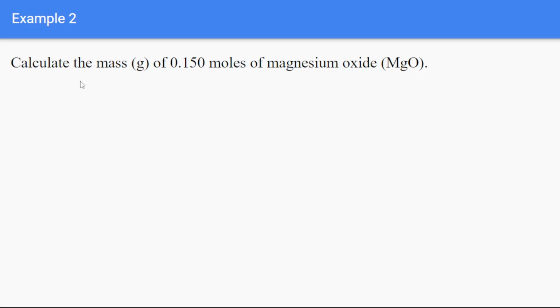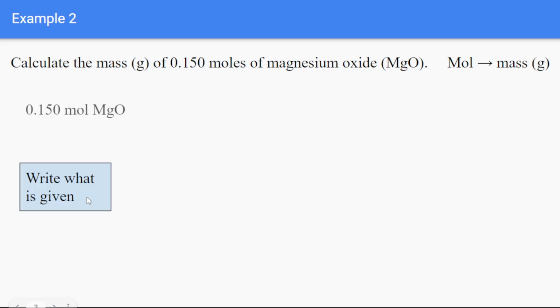Next, calculate the mass of 0.150 moles of magnesium oxide. This is a mole to mass problem. We have the moles, we need the mass. We're converting from moles to mass. Write what's given, 0.150 moles of magnesium oxide.